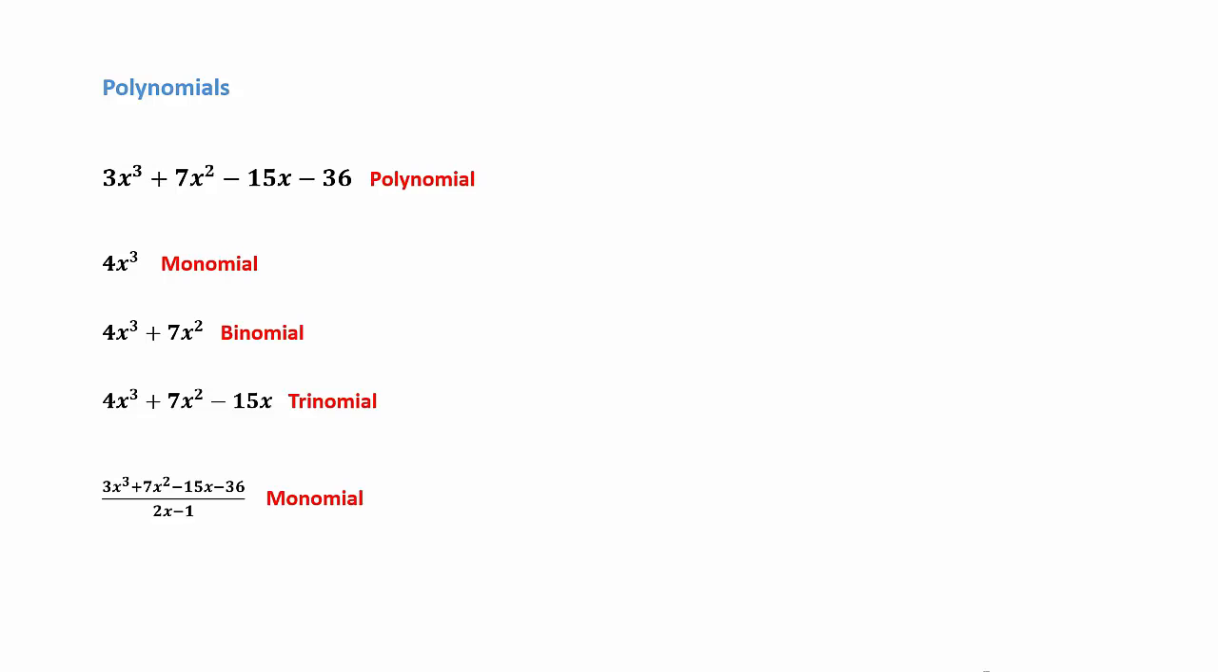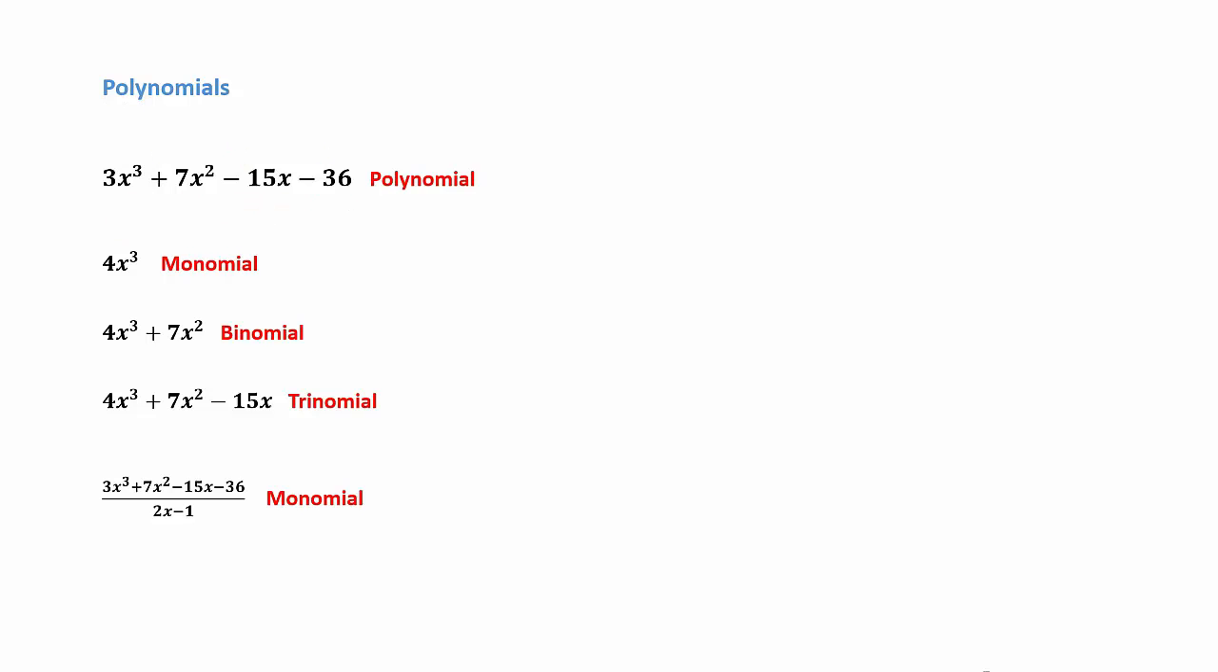Today's lesson is on polynomials. Poly means many, and a polynomial is a mathematical expression with many terms. Terms are separated by pluses and minuses. So this polynomial here has 1, 2, 3, 4 terms.